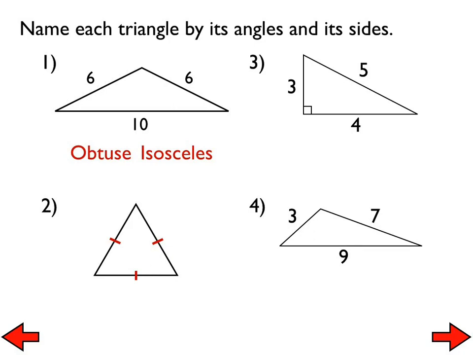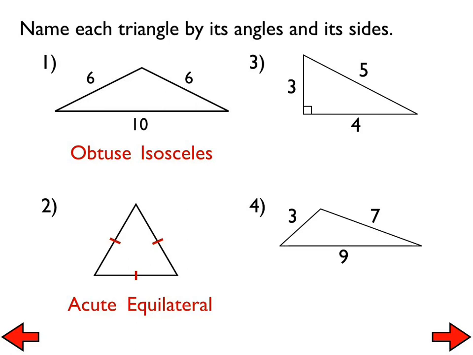So that's what we're doing in 2, 3, and 4, naming it by its angles and naming it by its sides. Go ahead and do number 2, 3, and 4, please. Number 2, first of all, by its angles, you can see all 3 angles are clearly acute. So it's an acute triangle, and then by its sides, those little tick marks that you see right there tell us that all 3 sides are the same. So this is an acute equilateral triangle.